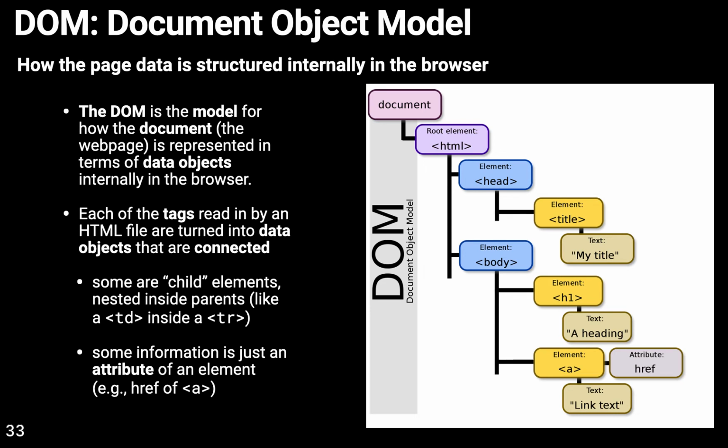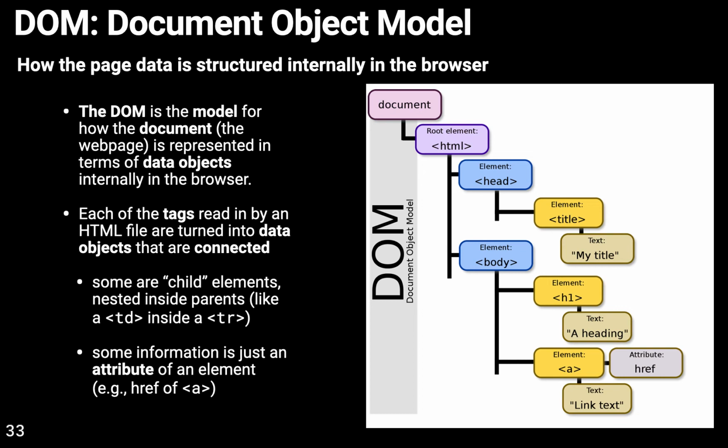And some information is just an attribute of an element. So, for example, the href of an anchor tag is an attribute attached to that anchor. The more simple one is the text in a paragraph, right? It creates a paragraph object, and then it creates some kind of text inside that, or within a header, right? A header has a text value in there. Those are objects. These are all programmatic objects that do things.